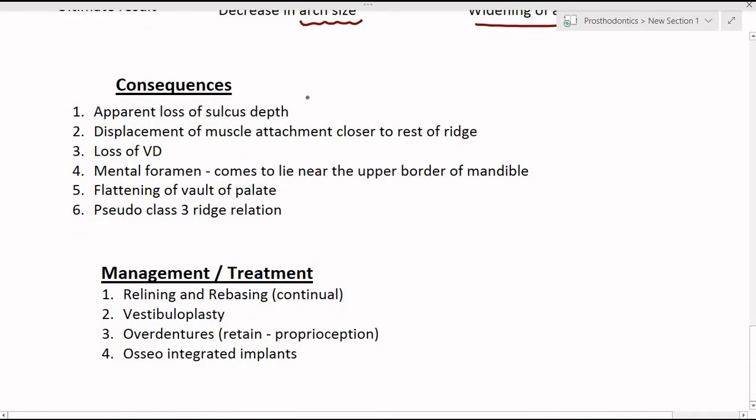Now that resorption has occurred, what are the consequences that are going to happen because of this?